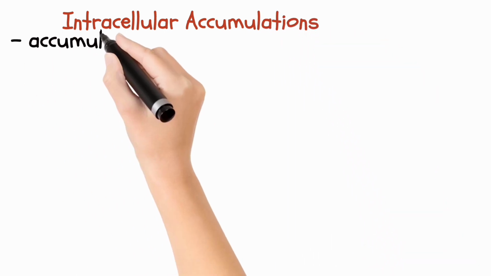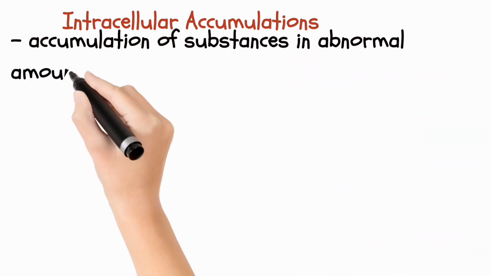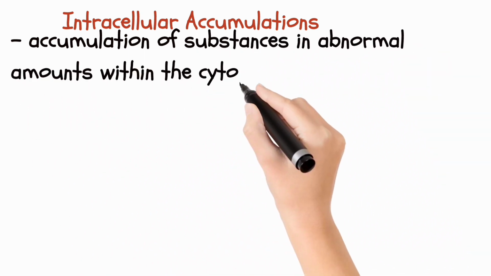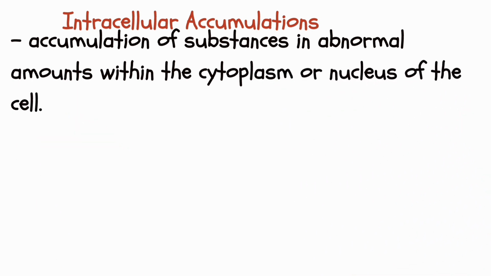Okay, so let's look at intracellular accumulations. Intracellular accumulation of substance in abnormal amounts can occur within the cytoplasm or nucleus of the cell. An example of intracellular accumulation is the accumulation of fats within the cytoplasm of the cell. Intracellular accumulation of substance in mild degrees causes reversible cell injury, while more severe damage results in irreversible cell injury.